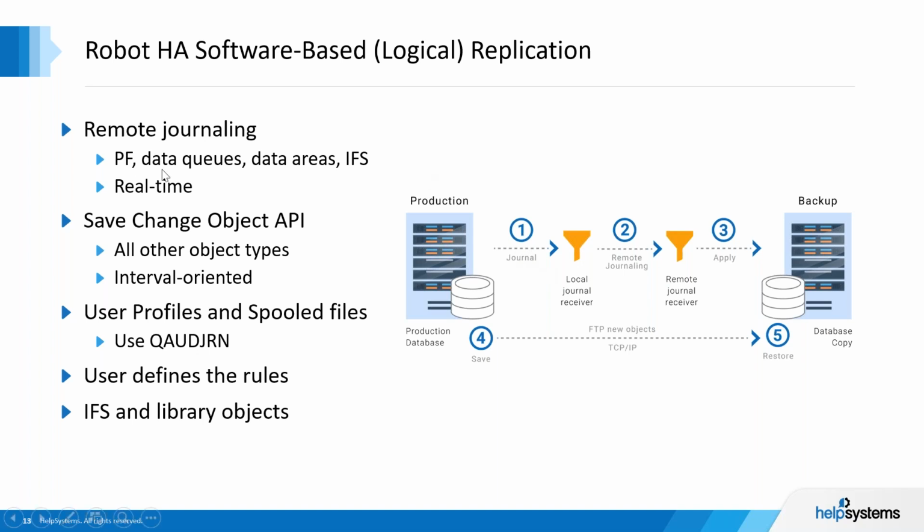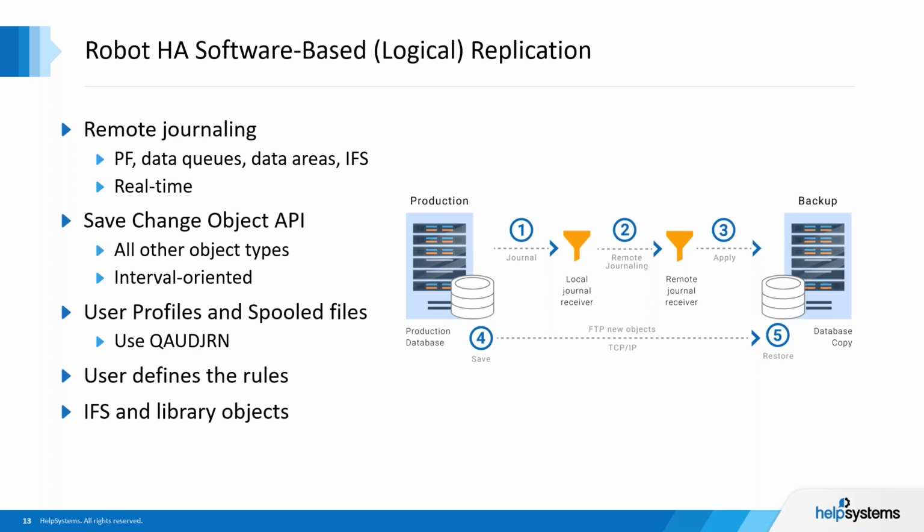But anyways, part of that is there are only certain objects that actually are going through those local and remote journals. It's physical file data, data queues, data areas, the IFS. This is happening real time. Think nanoseconds. If it's not nanoseconds, then your network is probably too slow.